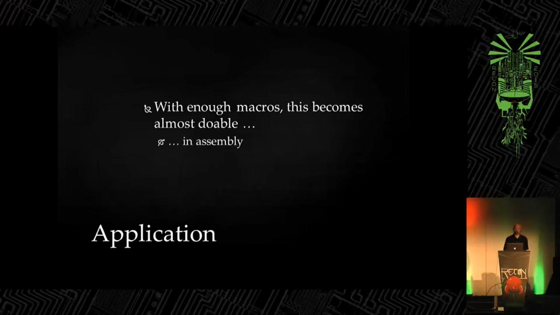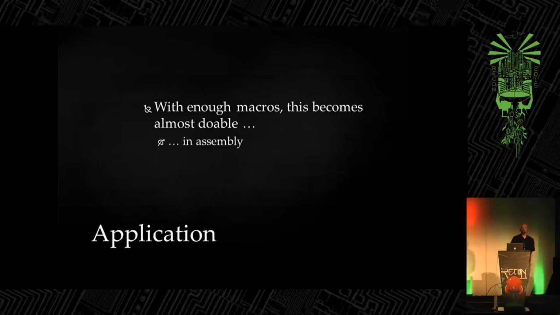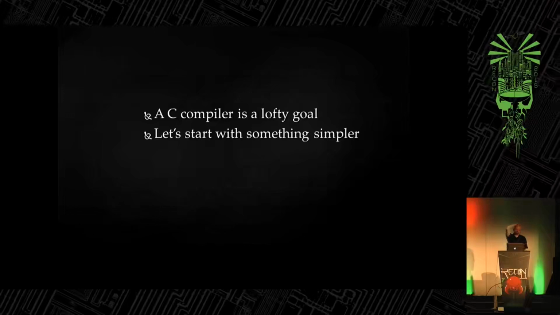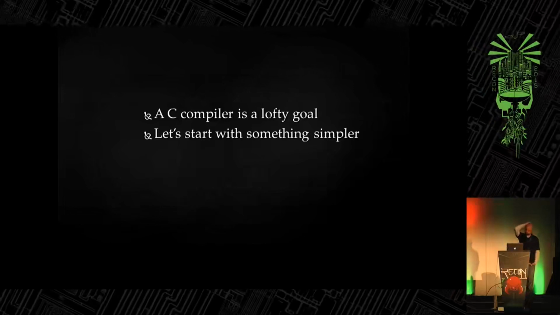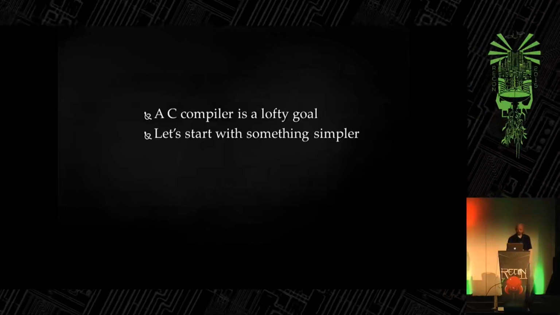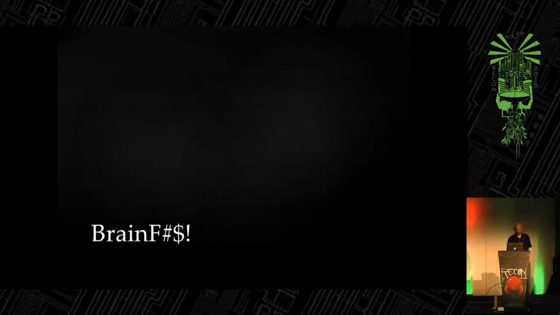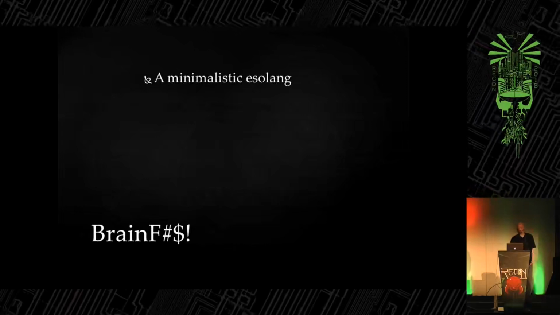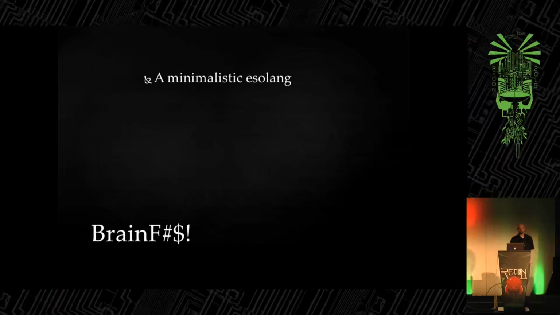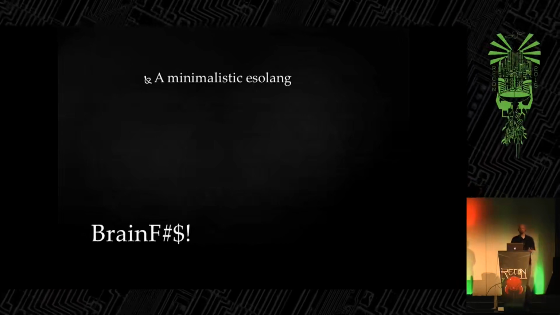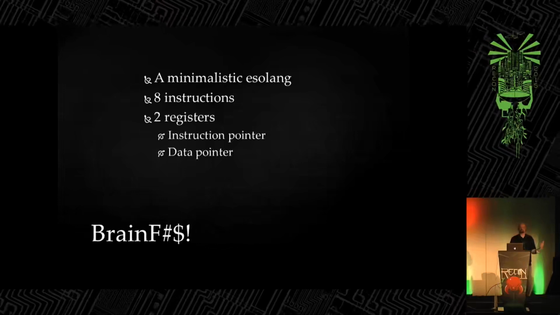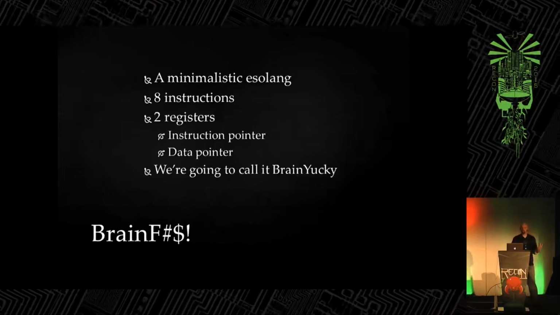But if we want to be really useful, I'd like to be able to go beyond programming with assembly macros. So a C compiler is a lofty goal here. I want to start with something similar. I promised a compiler for this talk, but I didn't actually say what we'd be compiling. So we're going to start off with a really, really simple programming language, which some people call something else. I'm going to call this Brain Yucky for the purpose of this talk. Brain Yucky is a minimalistic, esoteric programming language. It's really simple. It's got 8 basic instructions and only 2 registers, an instruction pointer and a data pointer.